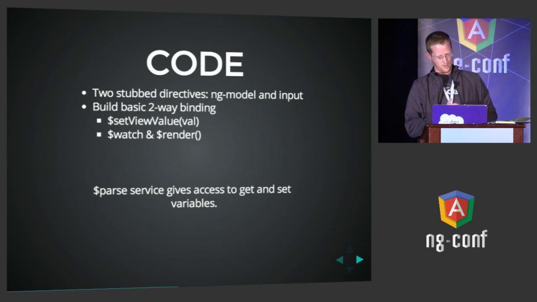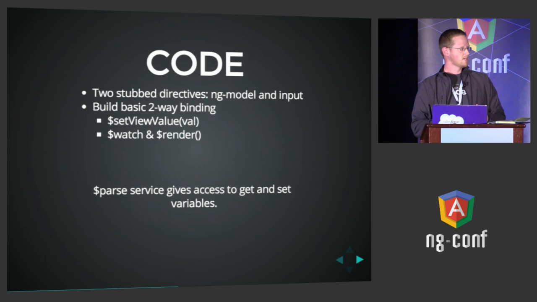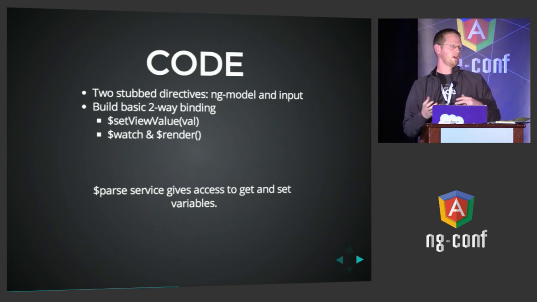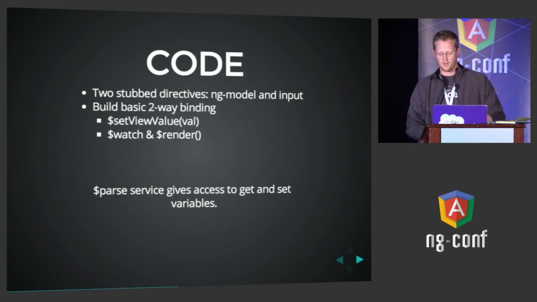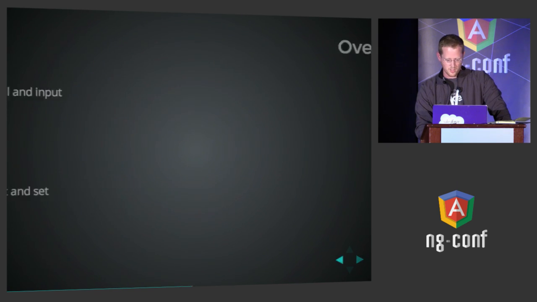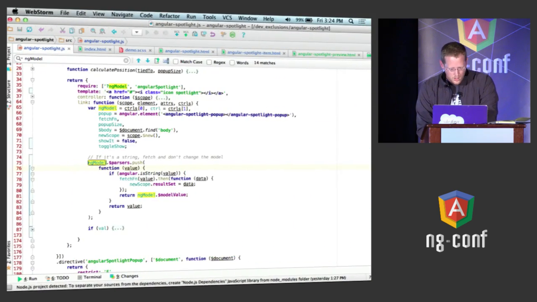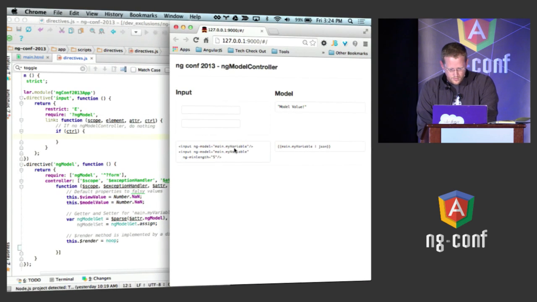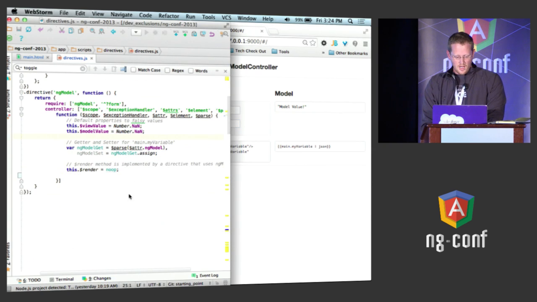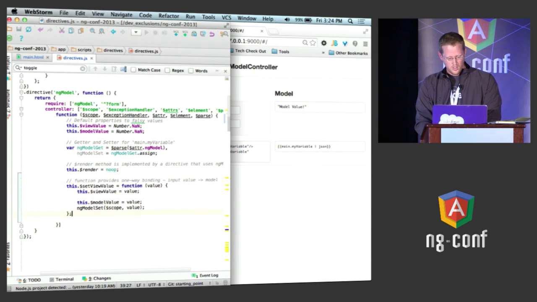Just one quick note, if you haven't, the parse service is used inside ngModelController, which essentially gives you access to a getter and a setter for your model value. So just for clarification. So if we take a look at, here is just a sample, two inputs. Both of them have ngModel on them, but ngModel right now is empty. So typing into these inputs doesn't actually do anything. And right here we have the ngModel directive, and it's just sort of a stubbed version.